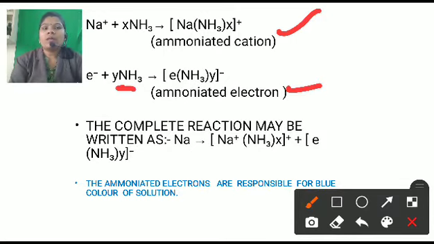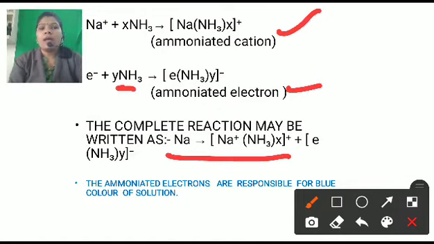This is called an ammoniated electron, and the sodium is surrounded by X number of ammonia molecules, having a positive charge. It's called an ammoniated cation. The complete reaction may be written as: sodium gives Na plus with NH3 X number raised to X plus charge, and e minus, another complex, e surrounded by NH3 Y numbers having a negative charge.